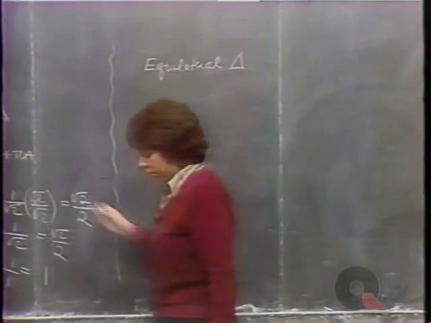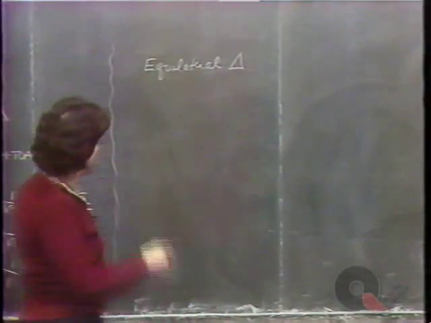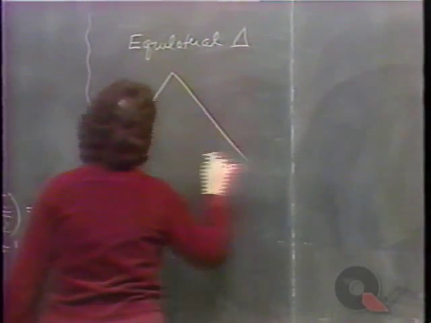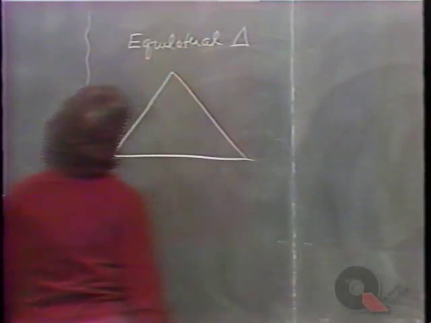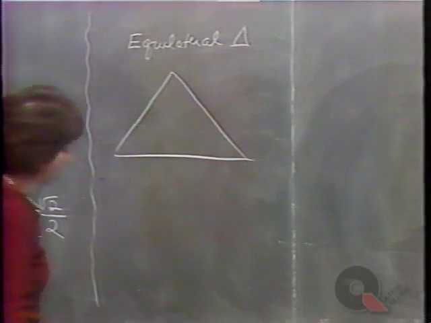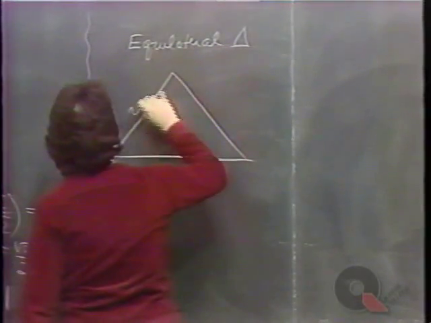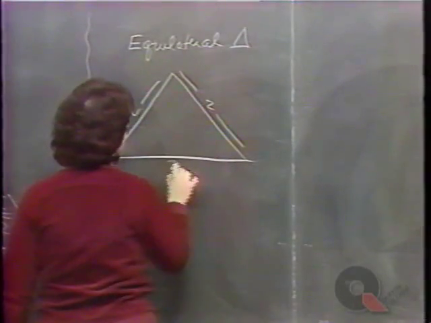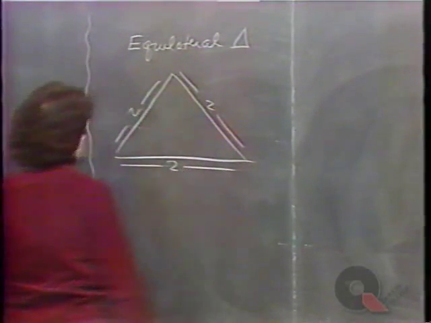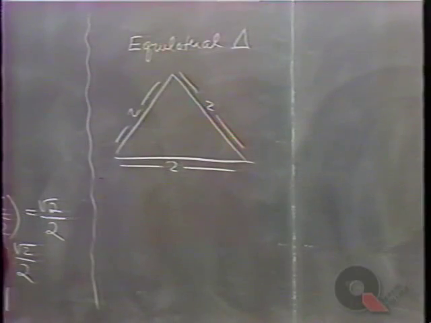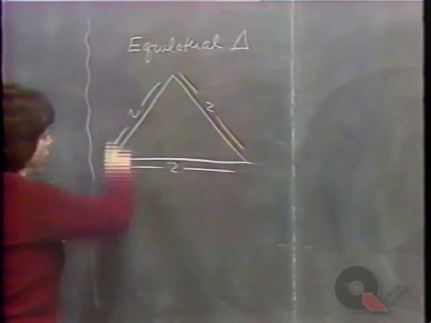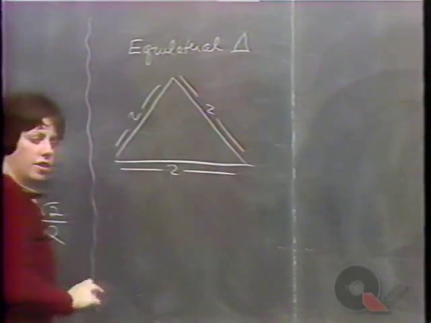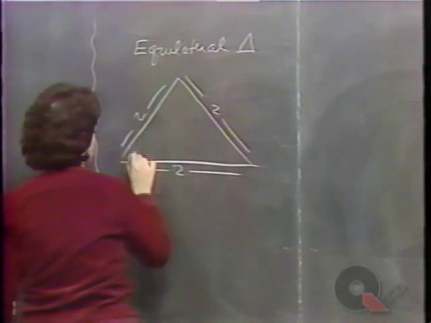One that has all 3 sides equal in length. Let's start with an equilateral triangle, and let's say each of the 3 sides has length 2 units. 2, 2, and 2. An equilateral triangle is also equiangular. It's 180 degrees to be split equally among the 3 angles, giving us 60 degrees in each of these angles.